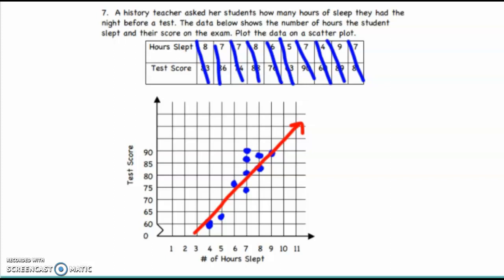Okay, it kind of goes around the data. So my line of best fit is telling me that the more hours of sleep they had before the test, the test score was actually higher. So that makes it a positive correlation, because as one increases, the other is increasing. Hours of sleep are more, they're going to have a higher test score, or a higher test score means they probably slept more.